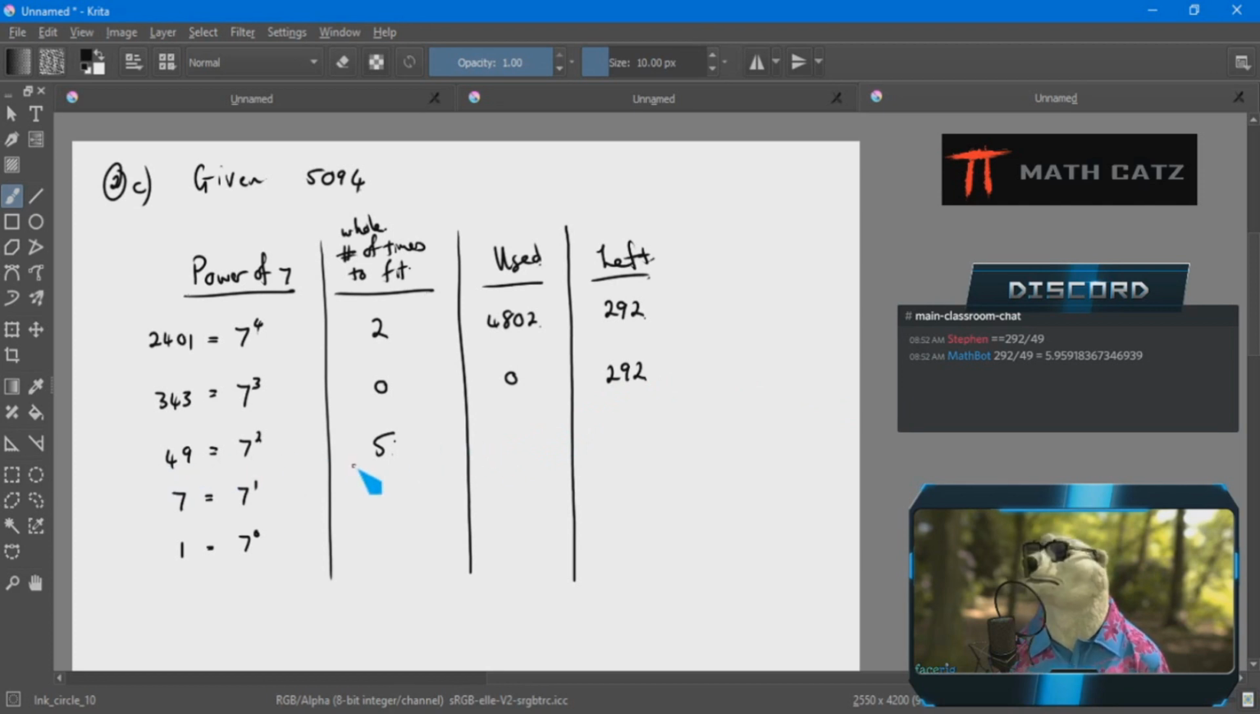Then I have used 5 times 49, which I may want to do in my head. I may want to double check.